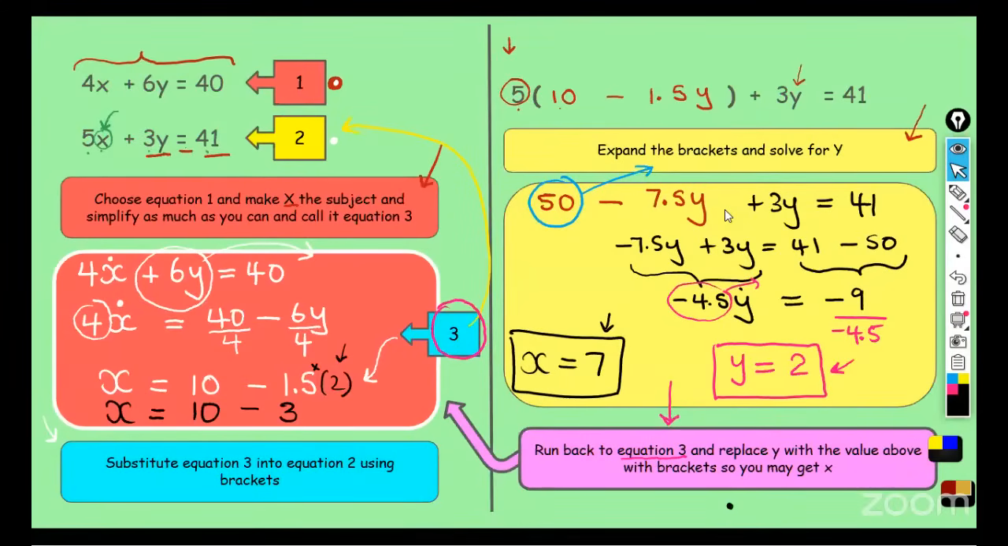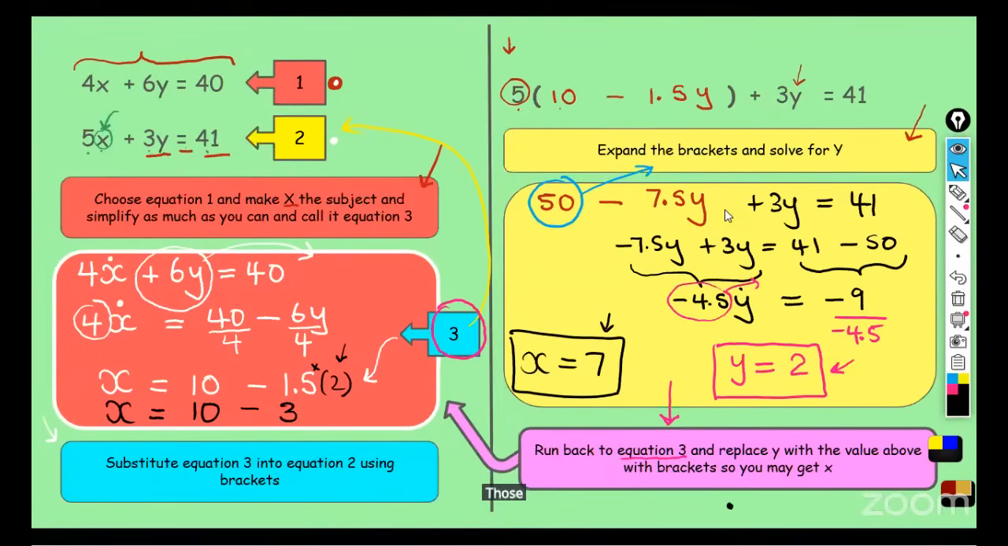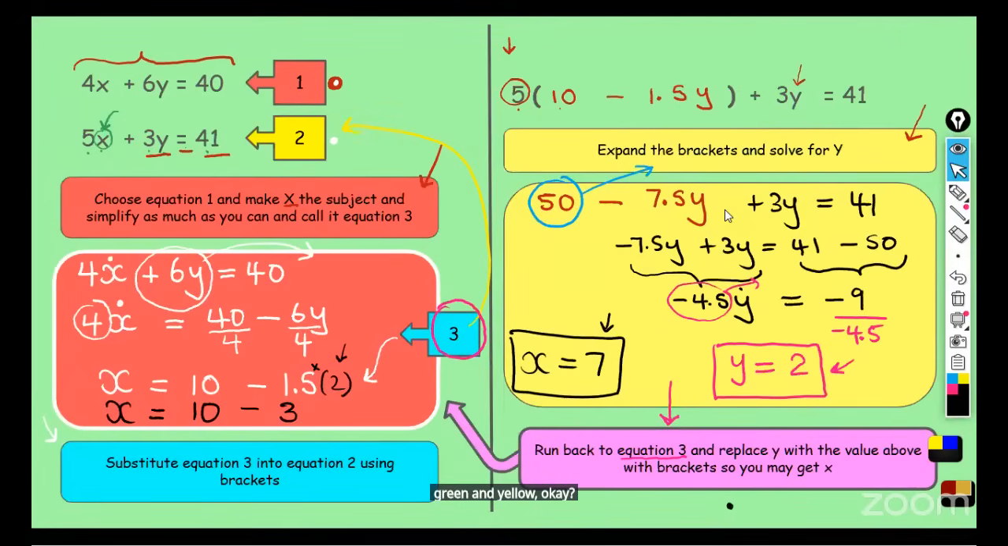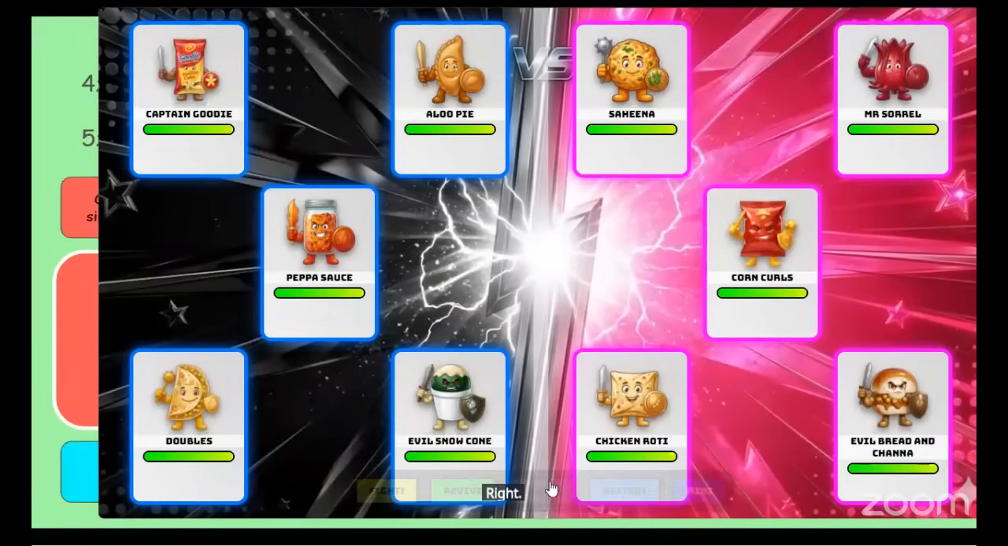Let's do a little card battle now while we wait on everyone, right? Remember, the left-hand side belongs to the red and blue team. That's the side with the black background. Those characters belong to the red and blue team. The right-hand side of the screen belongs to the green and yellow. Okay? So we'll see which team wins the battle at the end of the day. Let's get started. All right, so this is where we are at.